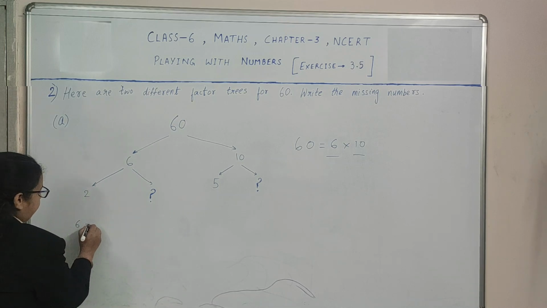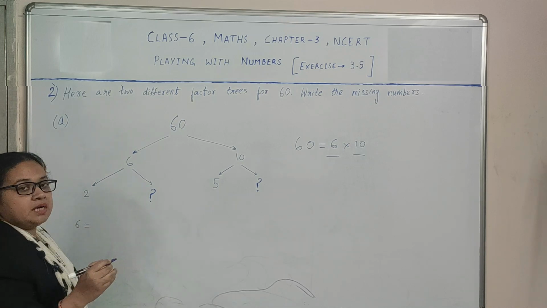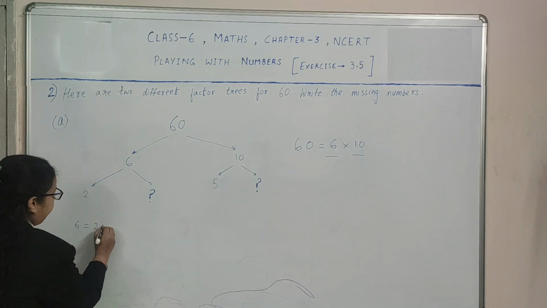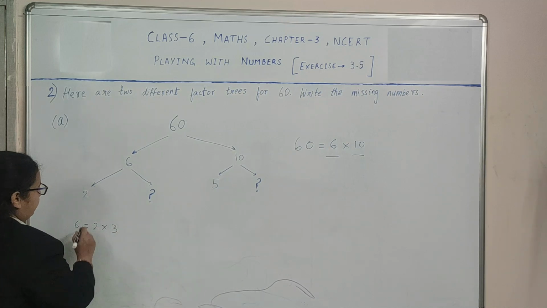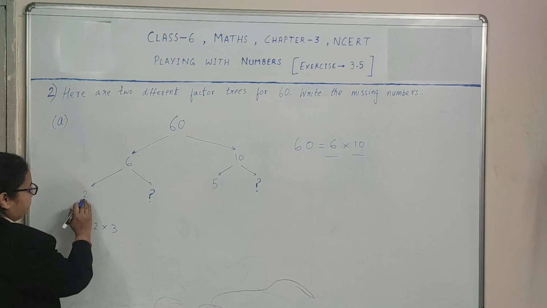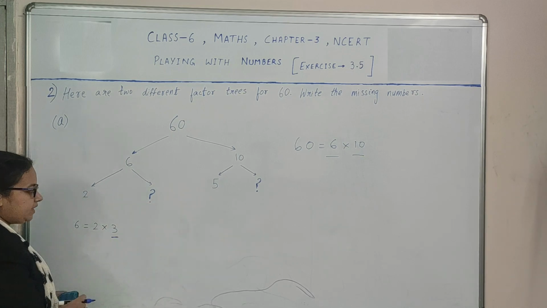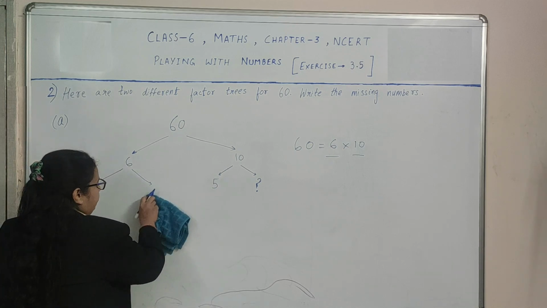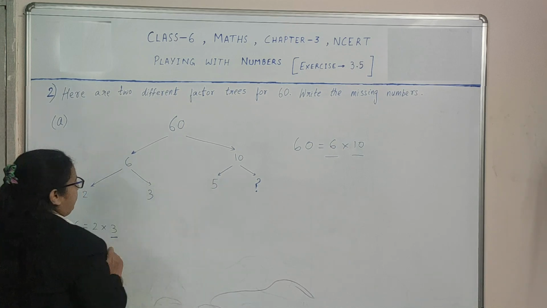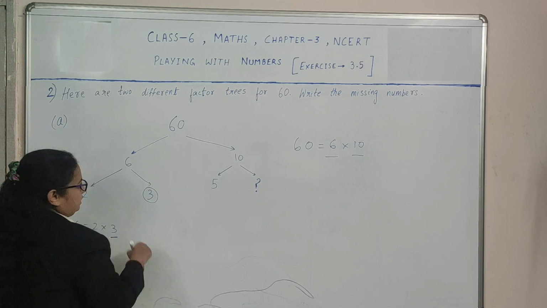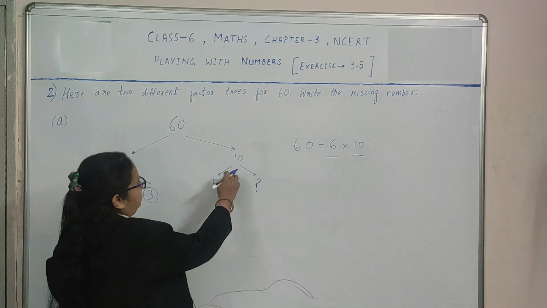Okay, so 6 can be written as... what are the factor pair of 6? The factor pair of 6 will be 2 and 3. So 6 is 2 multiplied by 3. 2 is here, so the missing number will be 3, right? We can write it here, 3. So the missing number was 3, we wrote it.